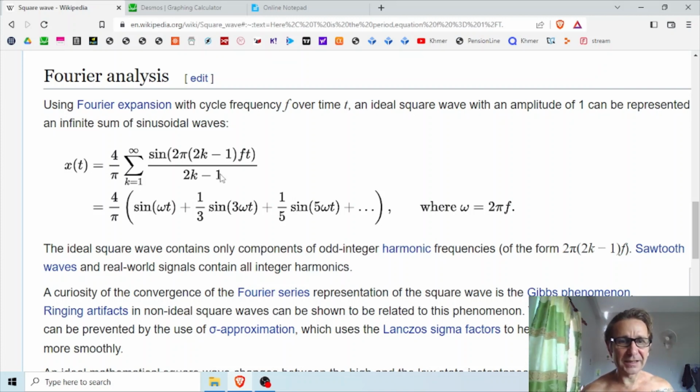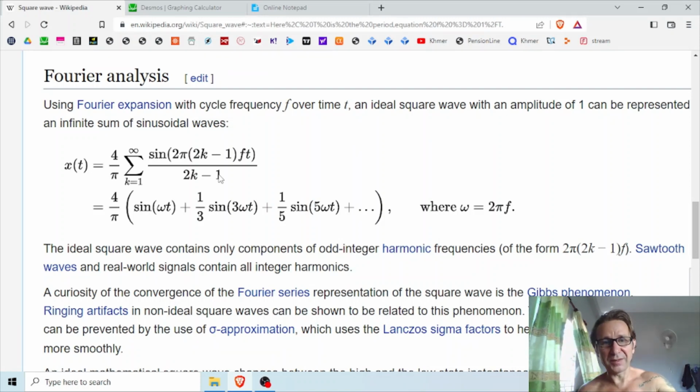And the denominator here is the same thing, but as each harmonic increases, the amplitude of each harmonic will reduce by, well, a third each time. So the first harmonic will be a full wave with amplitude 1. The next one will have amplitude a third, then a fifth, then a seventh. So the amplitudes diminish as the frequencies increase.